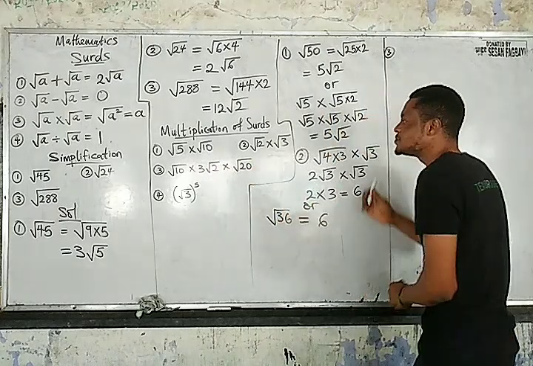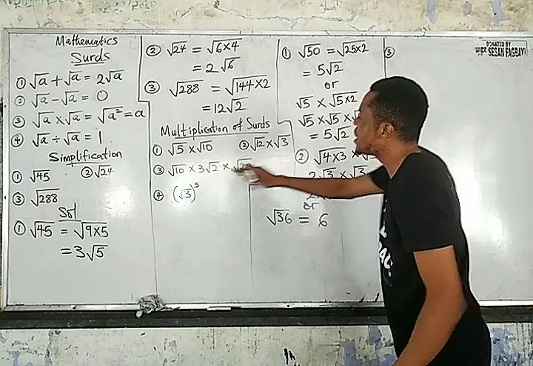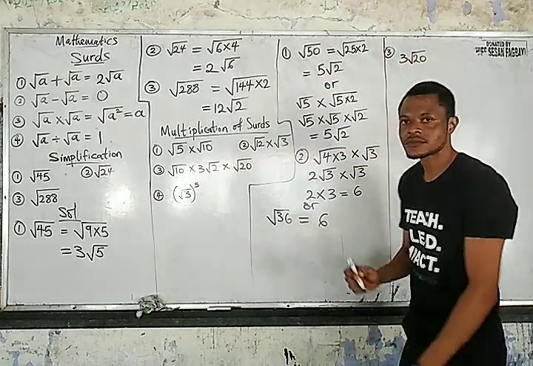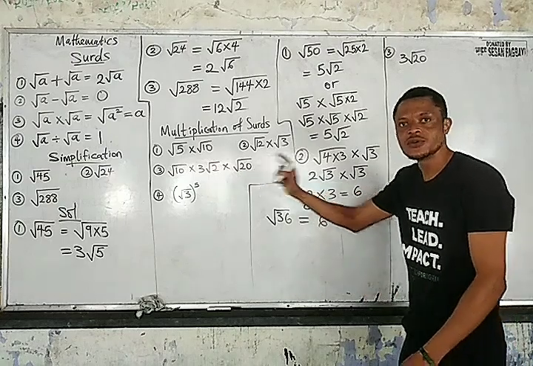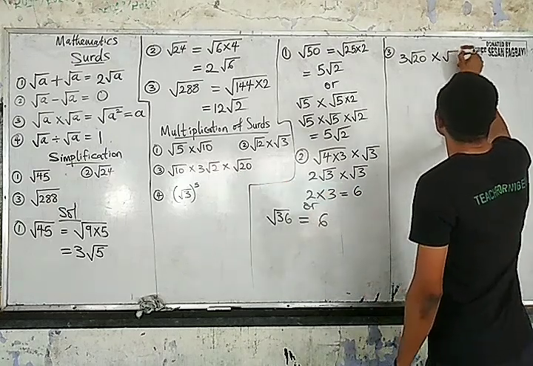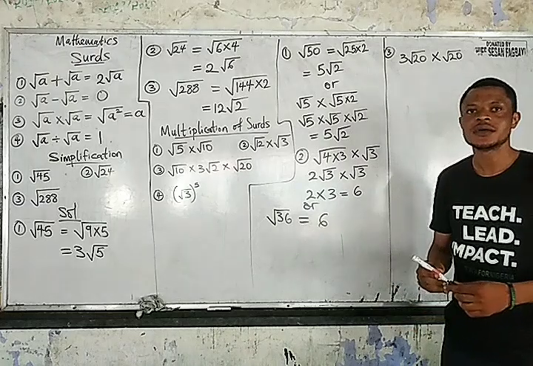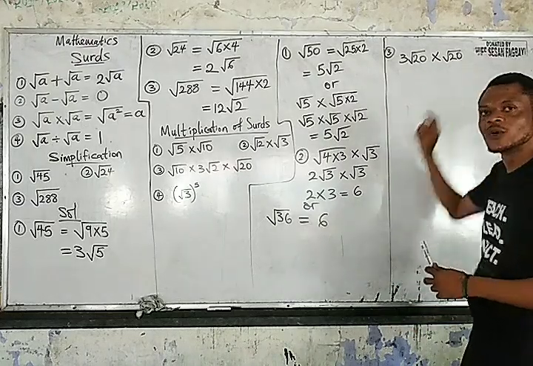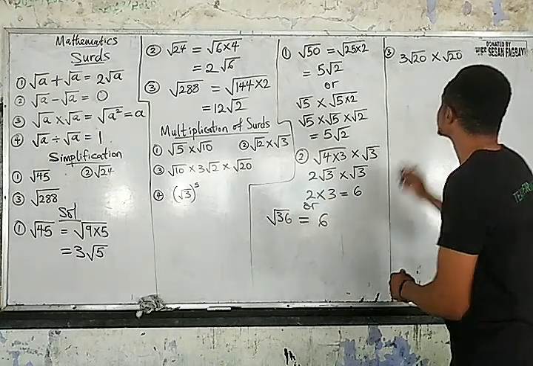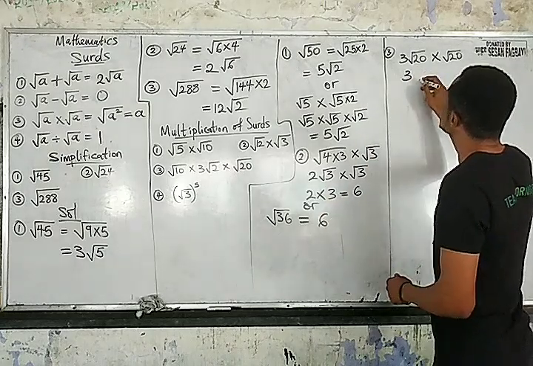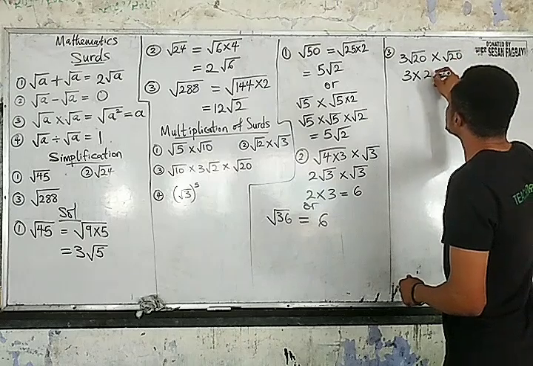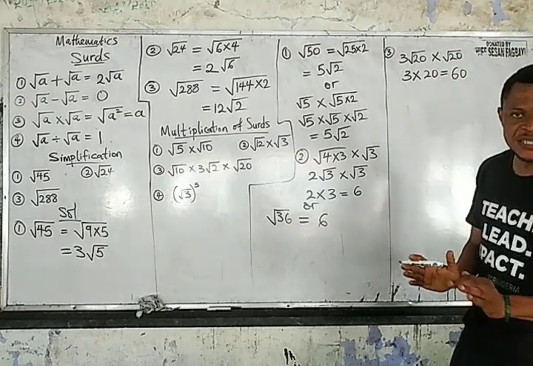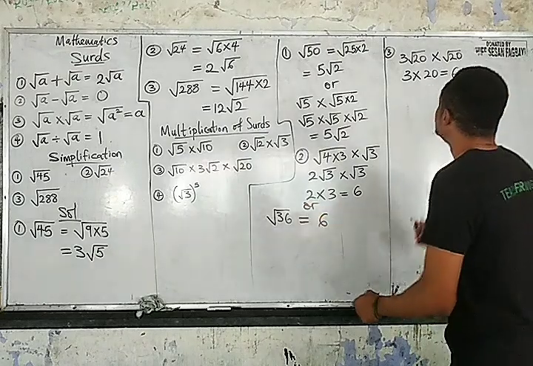Now let's see what we have. 10 multiplied by 2, we shall have 3 root 20. Then multiply by root 20 again. Root 20 multiplied by root 20 will give us 20. So we have 3 multiplied by 20, which will result in 60. Easy.